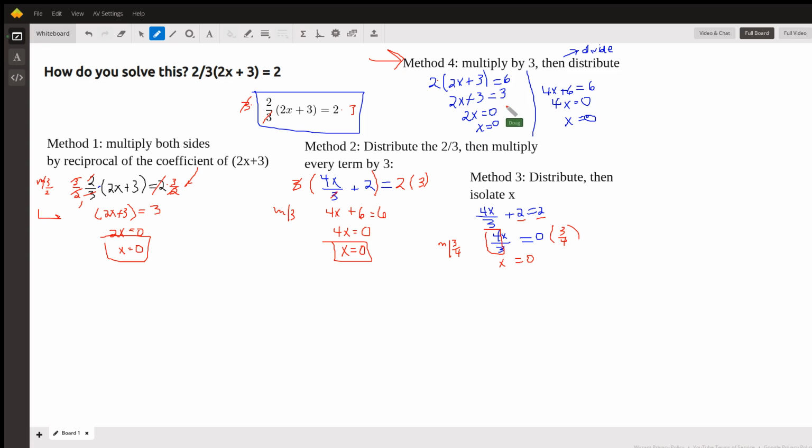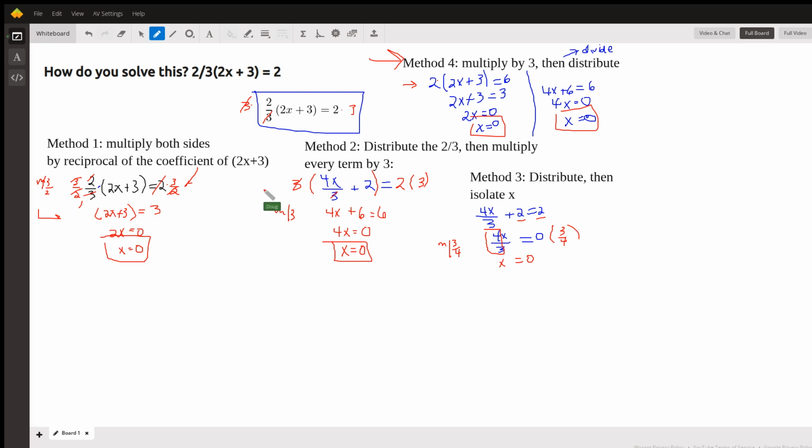So, we just did it in 2 steps. Multiply both sides by 3/2 is actually what happened. x equals 0. The other thing you can do is at this point right here, you can distribute that 2. Get 4x plus 6 equals 6. Subtract 6 from both sides. x equals 0. So all paths lead to the fact that x must equal 0.